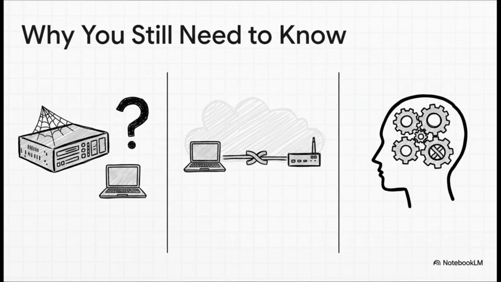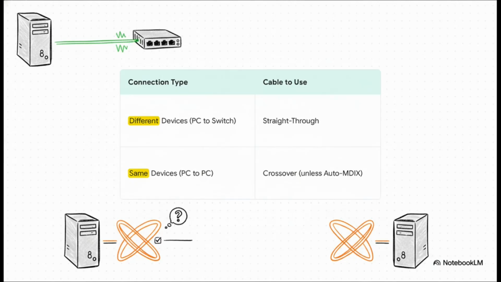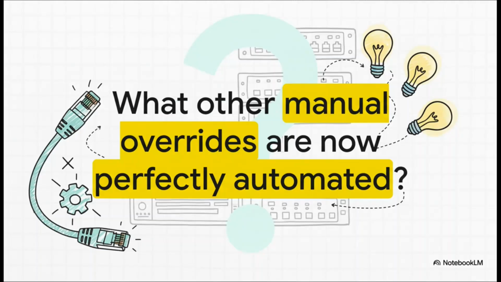Plus, honestly, it's just a core concept of how networking actually works. So let's just boil it all down to one simple golden rule. When you connect different types of devices, like a PC to a switch, they're already designed to talk to each other, so you use a standard straight-through cable. But when you connect similar devices, like a PC to another PC, they speak the same language. That's when you need that crossover cable to translate, unless, of course, they're smart enough to do it themselves with Auto-MDIX.